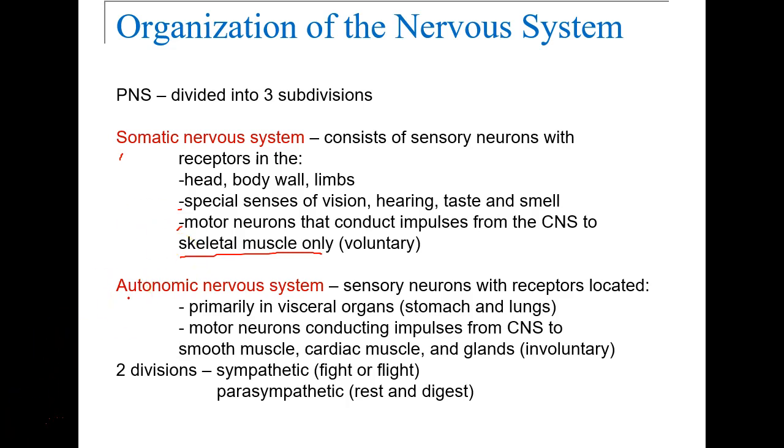The autonomic nervous system is going to have sensory neurons pretty much everywhere as well, mostly in the visceral organs, so we think of the stomach, the lungs, the intestines, where motor neurons are going to send impulses from the CNS to smooth muscle, cardiac muscle, and glands, all involuntary situations. And then 2 divisions of the autonomic will be sympathetic, or fight or flight, and parasympathetic, rest and digest.